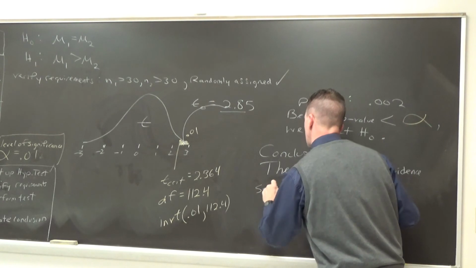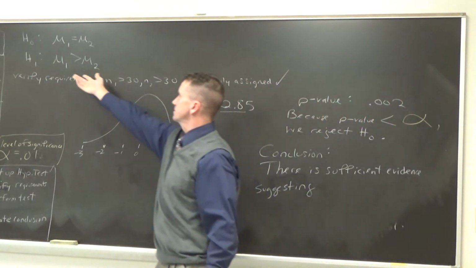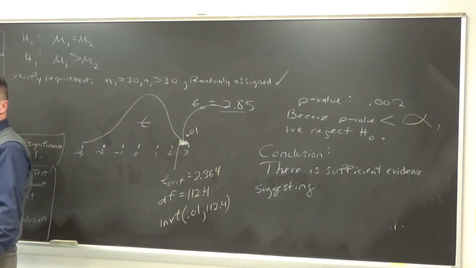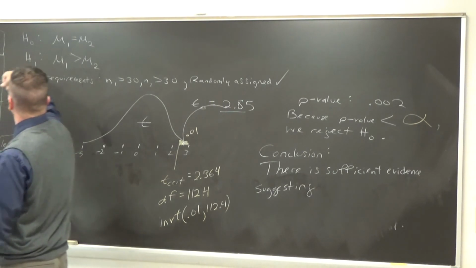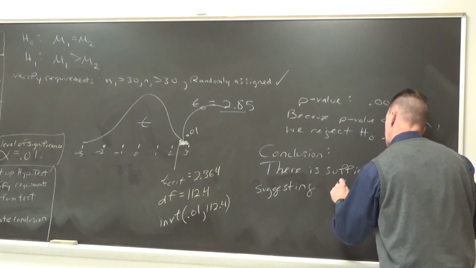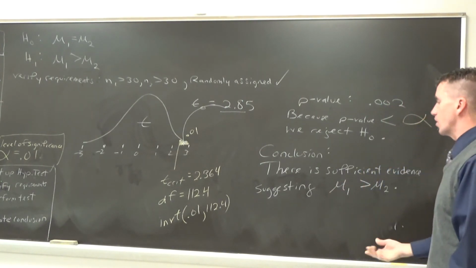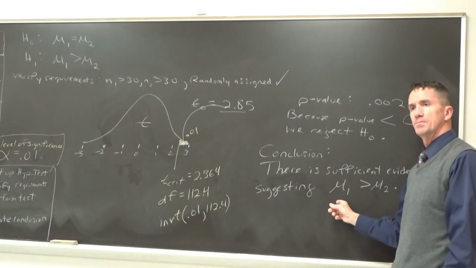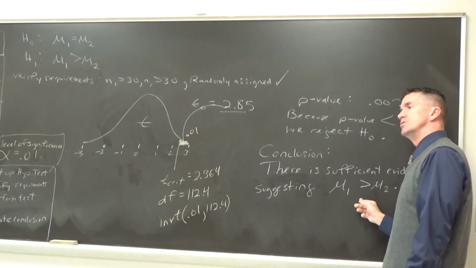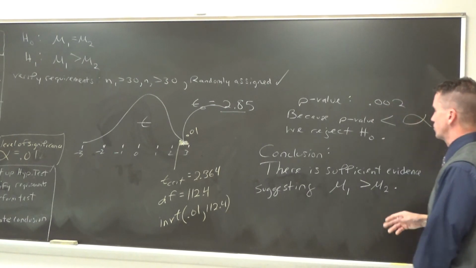suggesting. You go, suggesting what? You can just write this. That's okay because you've already referenced that this is group 1, this is group 2. The mean of group 1 is greater than the mean of group 2. It's Tim's scoring on this test. Now if you want to put words: the mean score of the group taking the drug is greater than the mean for the control group.